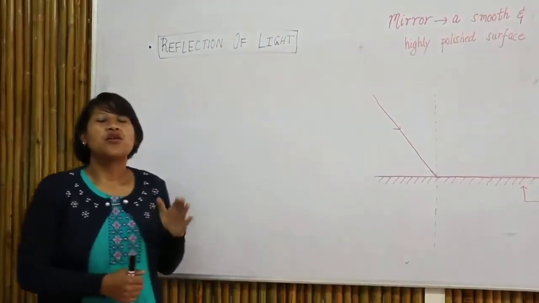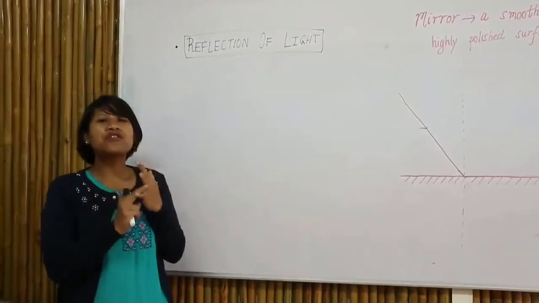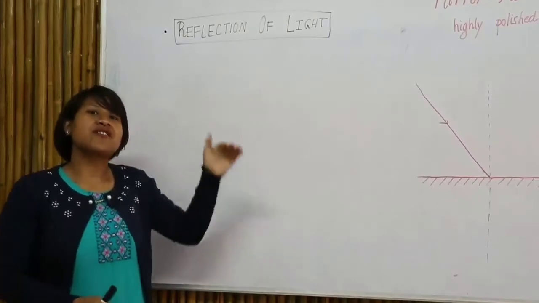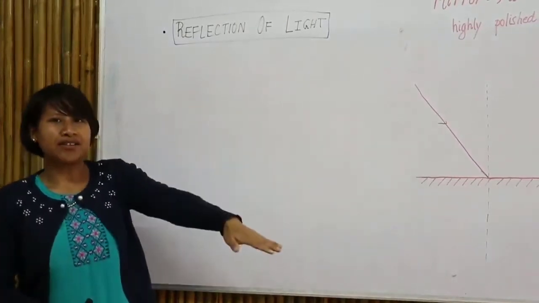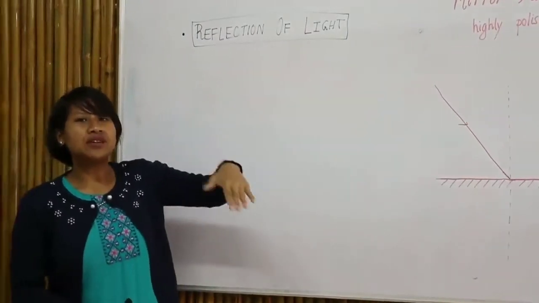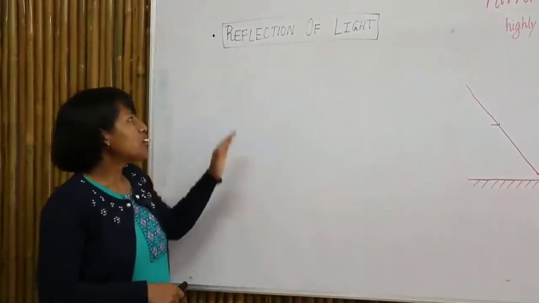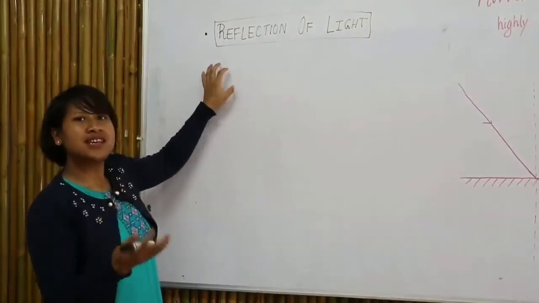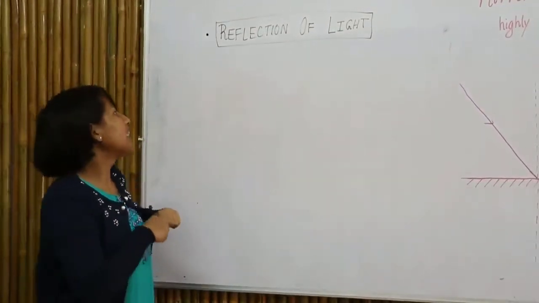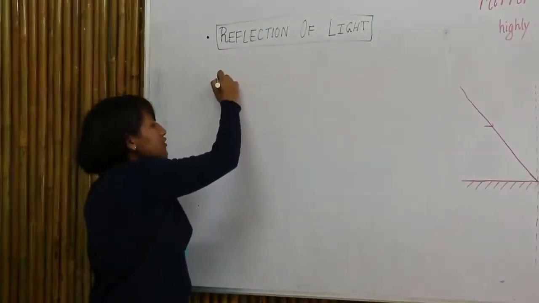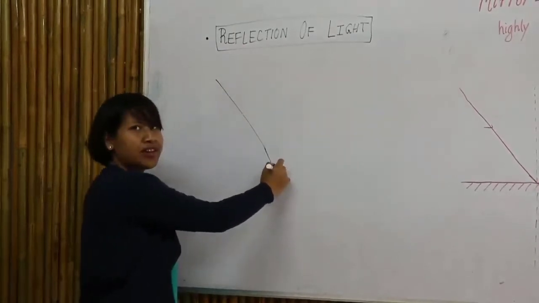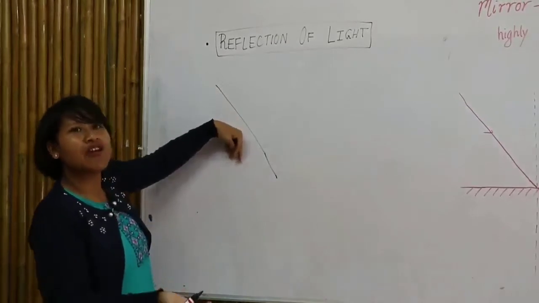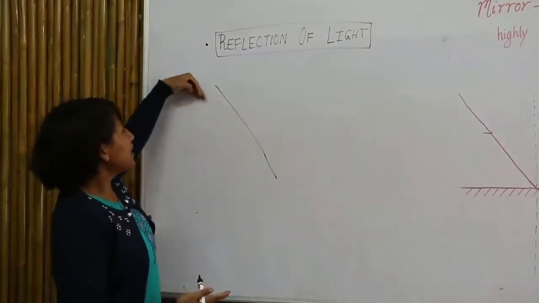Now we know that one of the characteristics of light is that it travels in a straight line path. Now suppose there's a source of light, like the sun. It emits light, and then the light travels in a straight line path, traveling through a certain medium like air or vacuum.